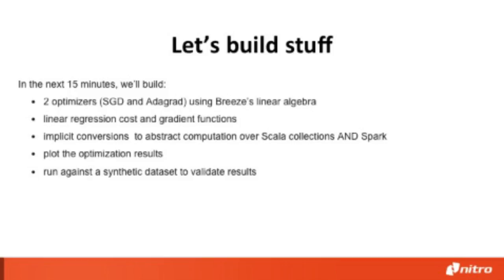So in just a few minutes, actually less than 15 minutes, I'm going to show you how you can create two optimizers, stochastic gradient descent and autograd, using Breeze's linear algebra, develop linear regression from scratch by implementing the cost and gradient functions, have the implicit conversions in place so that you can do the computations over Scala collections and Spark RDDs, plot the results, and run against a synthetic data set.